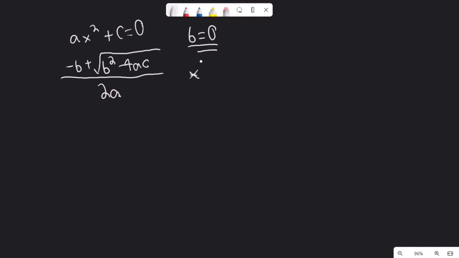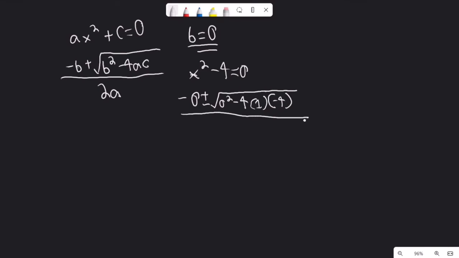So in this example, let's try x squared minus 4 is 0. So this would just be negative 0 plus or minus the square root of 0 squared minus 4 times 1 times negative 4, over 2 times 1.